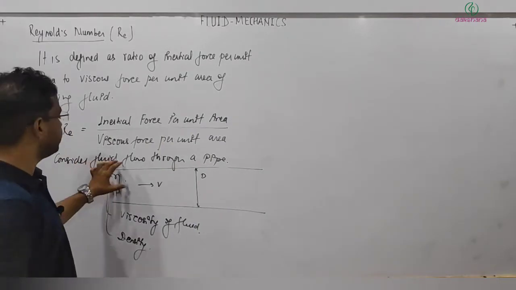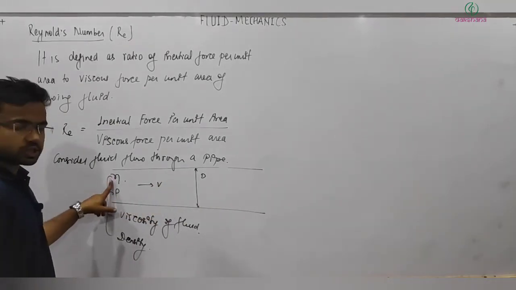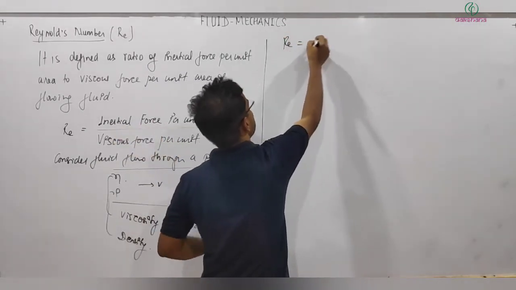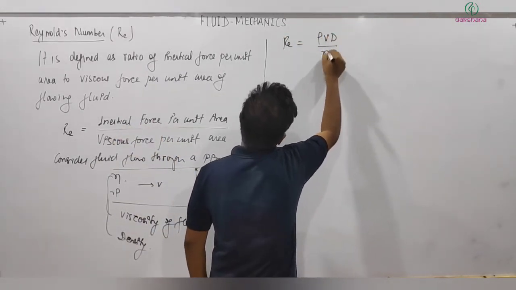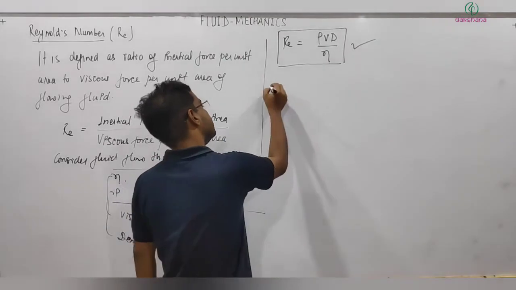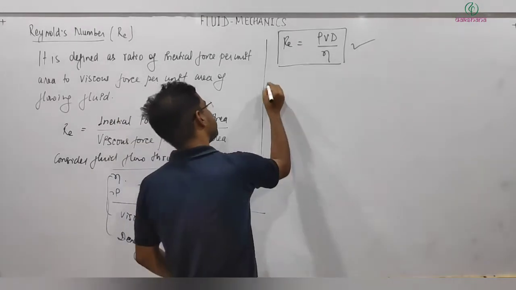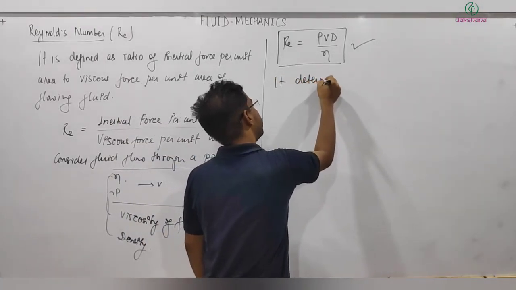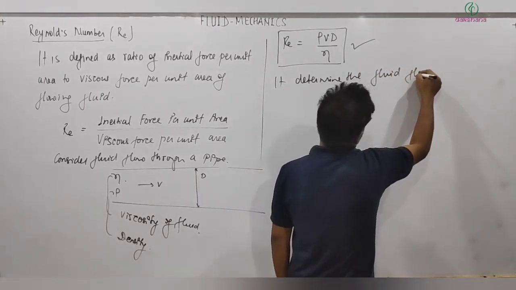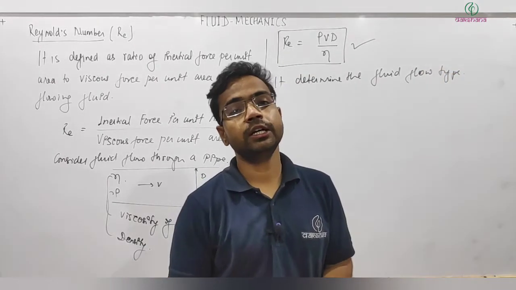So let's consider fluid flow through a pipe. The diameter of the pipe is d and velocity is v, eta is the viscosity and rho is the density. Then the Reynolds number comes out to be rho v d by eta. This is the Reynolds number, and it basically helps us in determining the type of fluid flow, meaning whether the flow will be laminar, turbulent or transient.